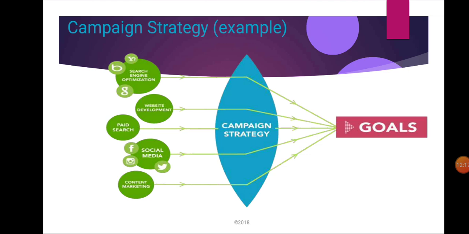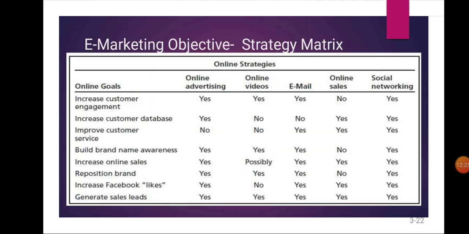That comes in paid search, social media marketing and content marketing. So these are examples of campaigning strategy. Moving further, this is an example of online goals and online strategy.